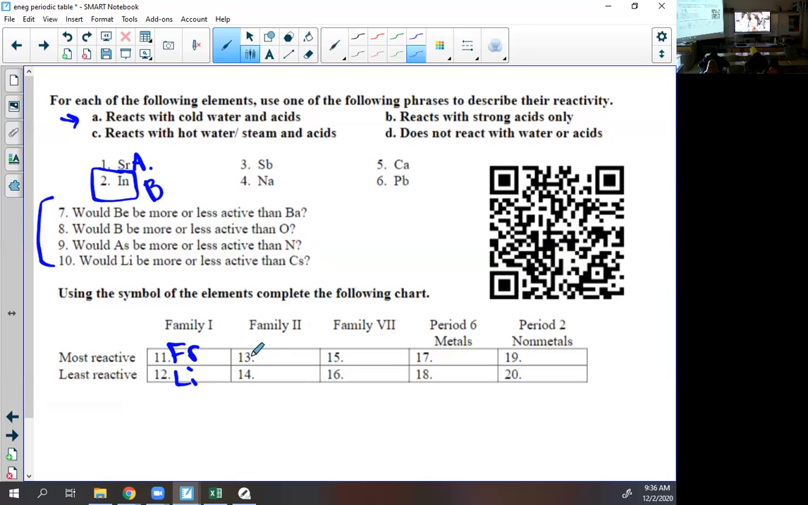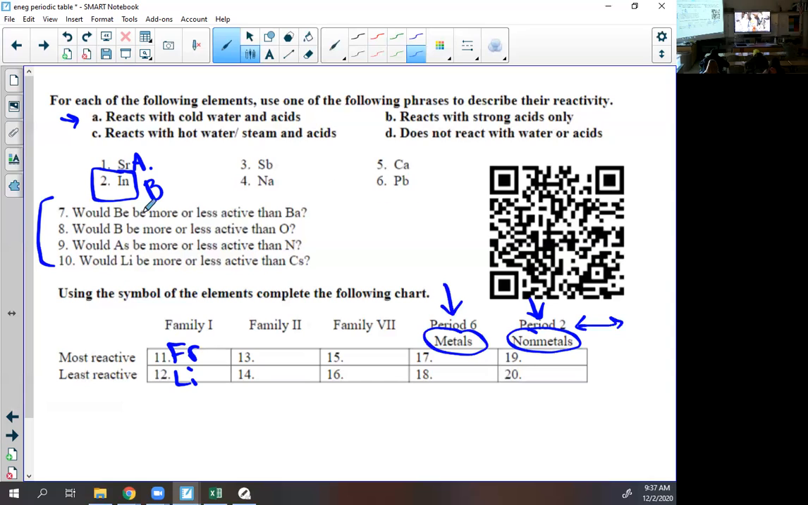Okay, now, those are not hard. You just look at the table. All right, but notice these two right here, these 2 columns, they're talking about the periods. So that's the side to side. And it says metals only and nonmetals, because we don't compare metals to nonmetals when we talk about the reactivity trends.